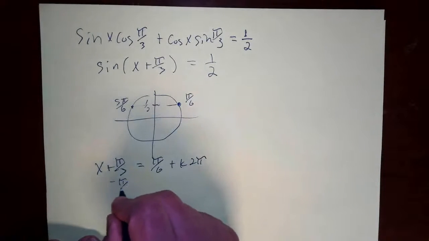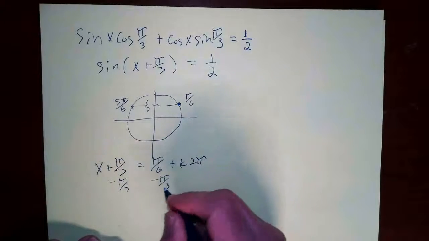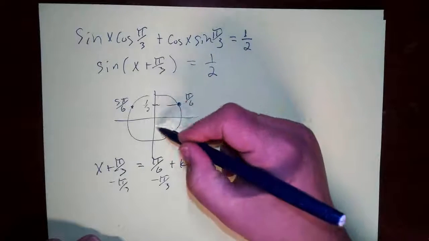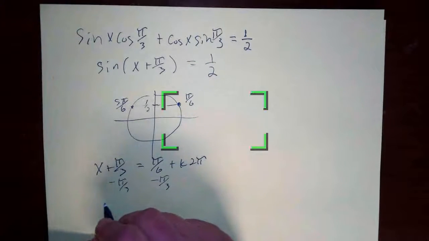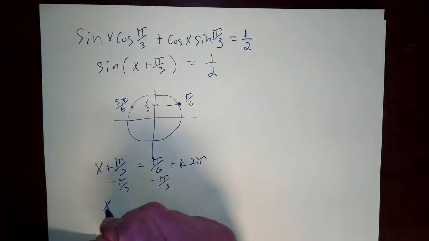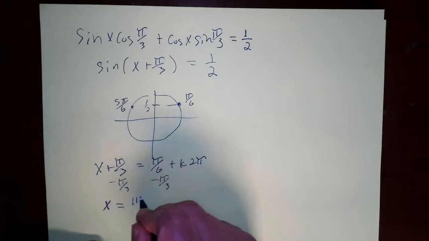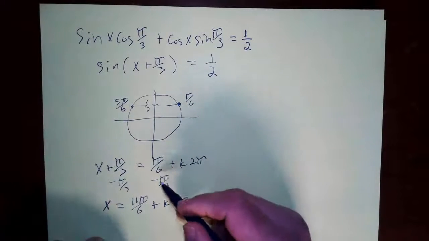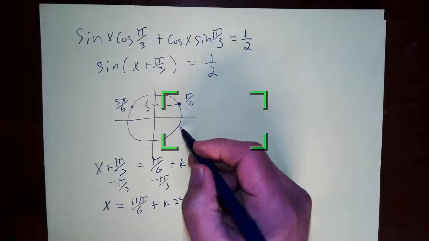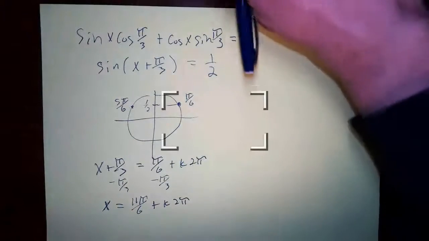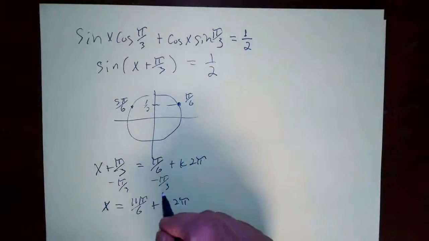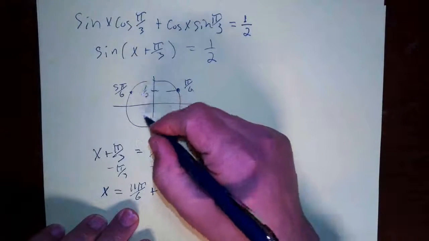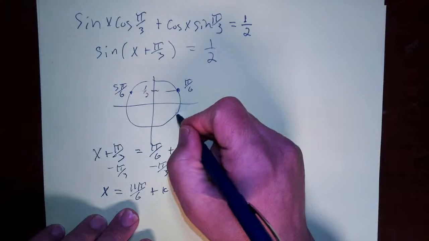And so what I've got to do is subtract pi over 3 from both sides. If I subtract pi over 3 from here, it looks like I'm going to get 11 pi over 6. So this would be x is equal to 11 pi over 6 plus k times 2 pi. Now if I actually did the subtraction, you'll actually get negative pi over 3, not 11 pi over 6. But I like the angles between 0 and 2 pi, so I just backed up like that.